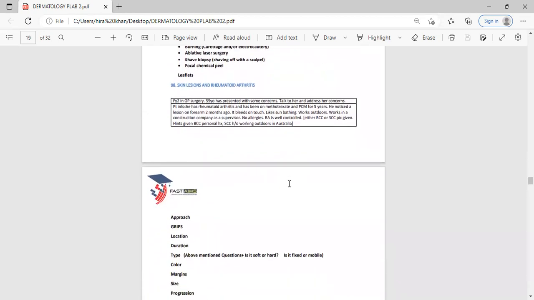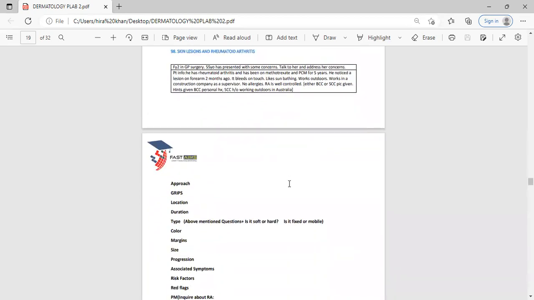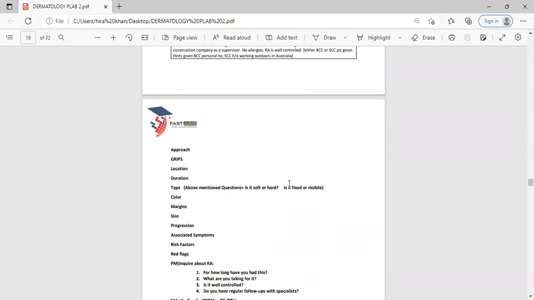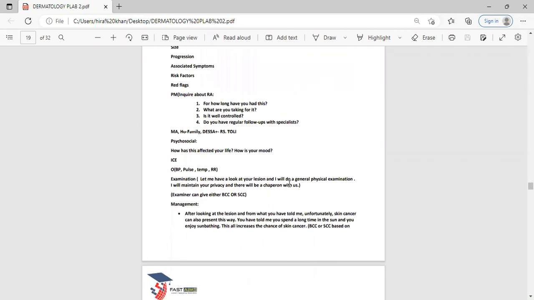The next is skin lesions with rheumatoid arthritis. Guys, this is the same scenario as we have discussed, like BCC and SCC. The only difference would be that the patient will give a history that I have rheumatoid. When you ask the patient if they have any problem, like any diabetes, any blood pressure, or any other problem, if the patient says no, you can also say, do you have any problem with your joints? They might say, yes, I have rheumatoid arthritis. Then you need to ask about the rheumatoid arthritis. For how long have you had this? Is it well controlled? What medications are you taking? And then the other history you will cover the same way as we have done before. All the questions related to the lesion, everything the same.